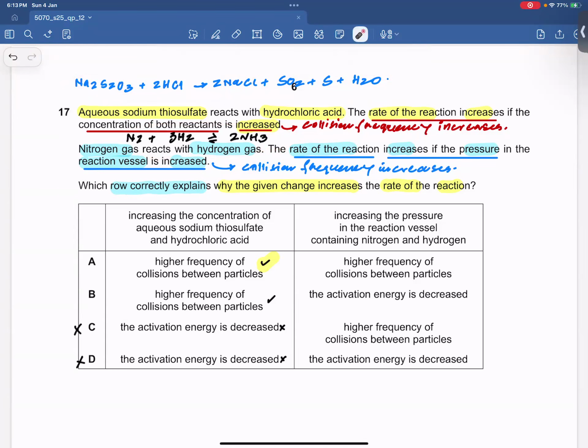Let's talk about when pressure is increased, it increases the collision frequency. Higher the collision frequency, higher the rate. So the right answer obviously is going to be A, because in both the cases collision frequency increases. I mean to say successful collisions in a unit time increase. Okay.